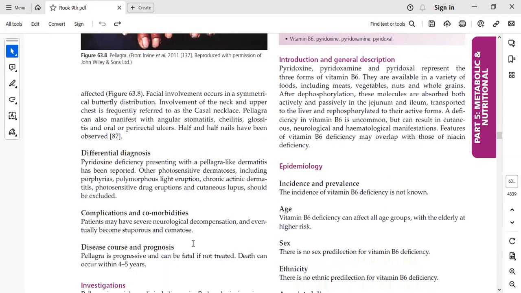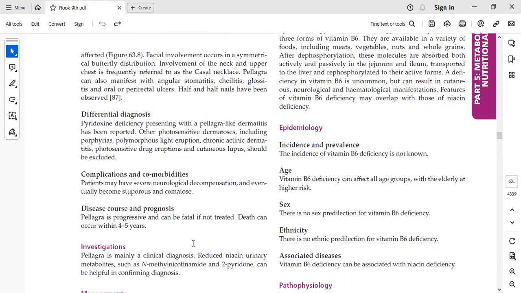Now your top differential is going to be pyridoxine deficiency and other photosensitive dermatoses because of involvement of the photoexposed areas. The complications: severe neurological complications may occur if it's untreated, which includes stupor. The patient may develop stupor and even get comatose.